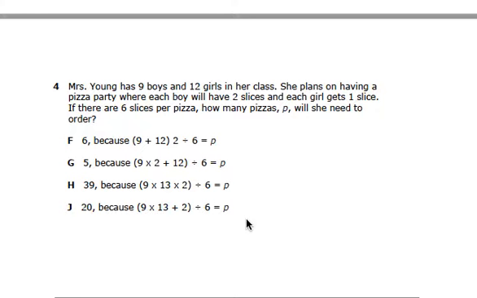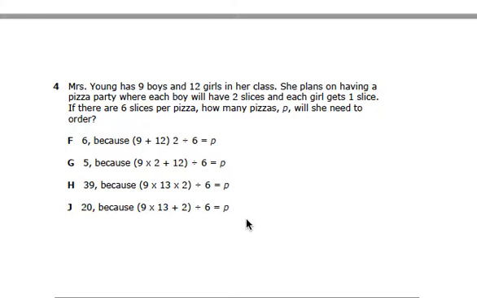Number 4. Mrs. Young has 9 boys and 12 girls in her class. She plans on having a pizza party where each boy will have 2 slices and each girl gets 1 slice. If there are 6 slices per pizza, how many pizzas P will she need to order?